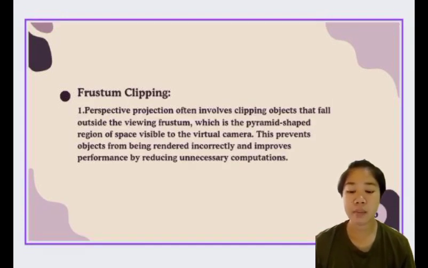Frustum clipping. Perspective projection often involves clipping objects that are outside the viewing frustum, which is the pyramid-shaped region of space visible to the virtual camera. This prevents objects from being rendered incorrectly and improves performance by reducing unnecessary computations.